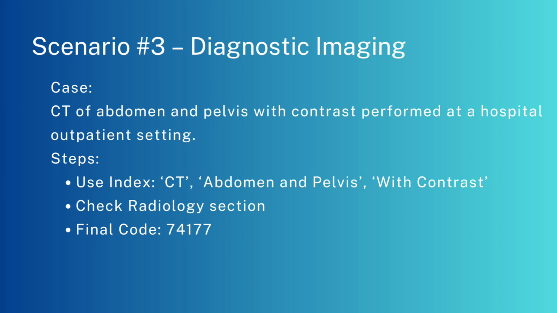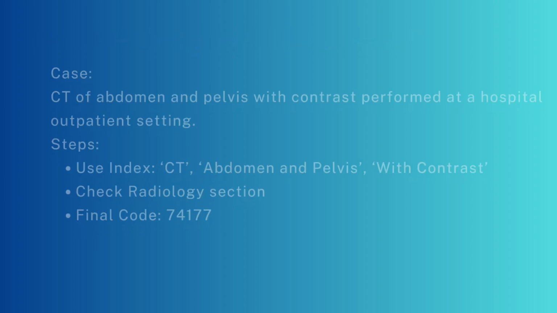Scenario 3. A CT scan of the abdomen and pelvis with contrast is performed. Use the index: CT, arrow, abdomen and pelvis, arrow, with contrast. Then verify in the radiology section. You'll find 74177, CT, abdomen and pelvis, with contrast.